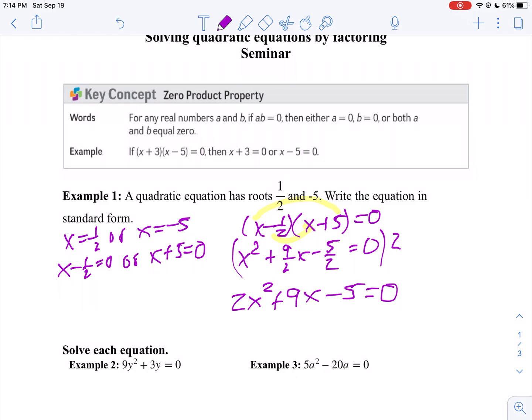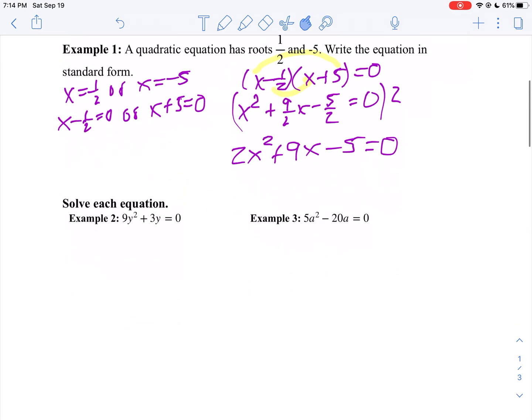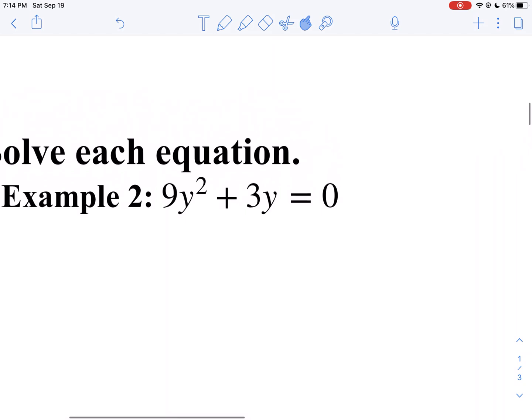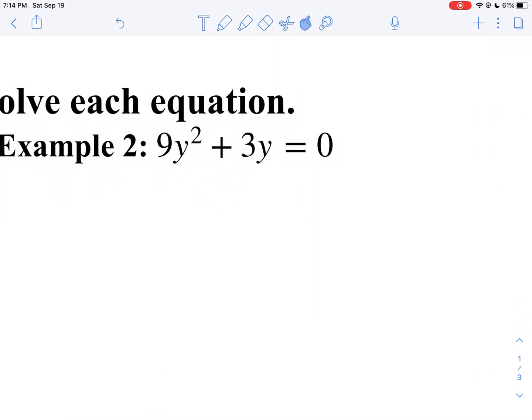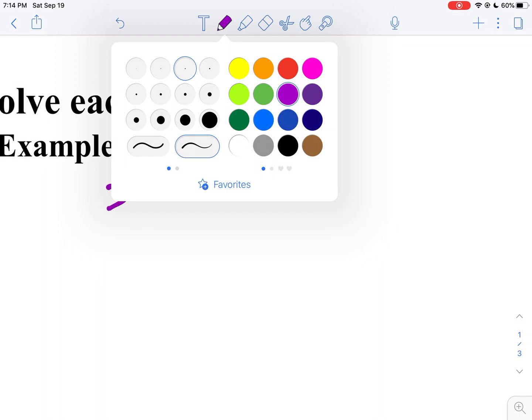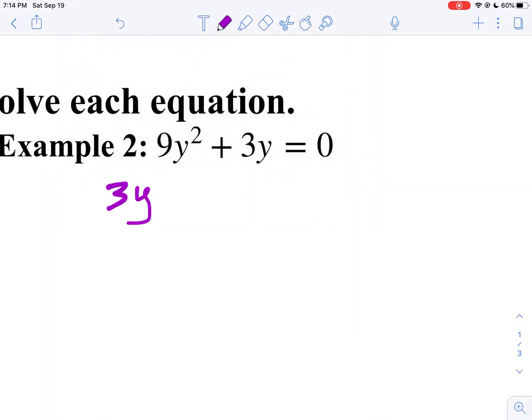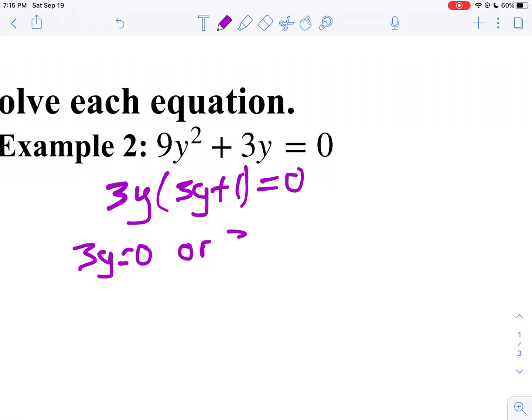Now let's apply what we've just learned there and solve a couple of quadratic equations by factoring. On example 2, notice there's no constant term, so we're just going to factor out the common term. So I'm going to factor out 3y. So if we factor out 3y, we get 3y times y plus 1 equals 0. Well, use the zero product property. Then 3y equals 0, or y plus 1 equals 0.